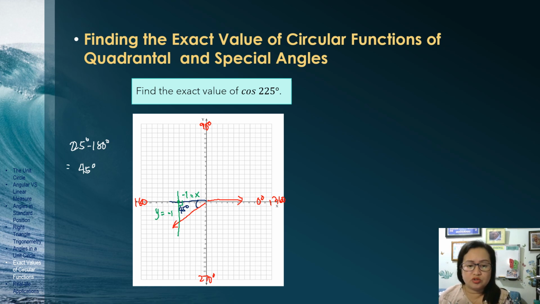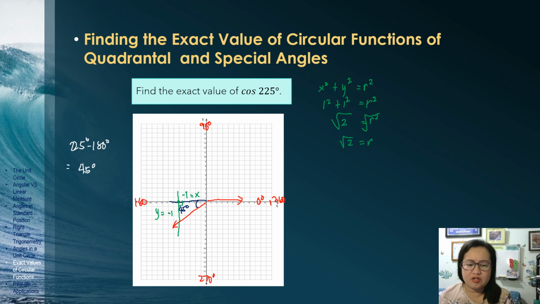So to get the hypotenuse, all you have to do is use the Pythagorean theorem. So x squared plus y squared is equal to r squared. That means 1 squared plus 1 squared is equal to r squared. We will have 2 equals r squared. Extract the square root, so r is equal to the square root of 2.